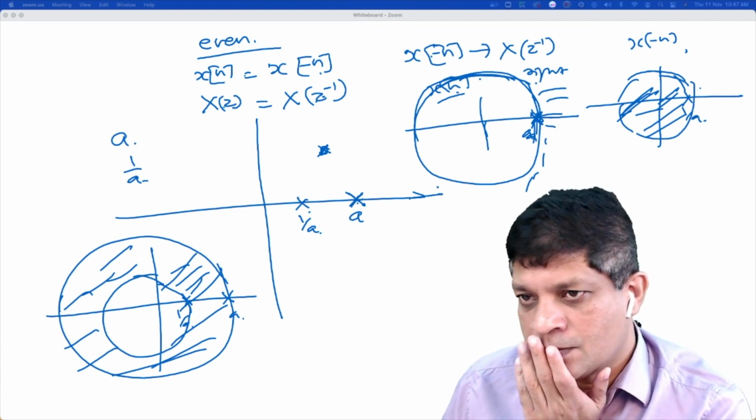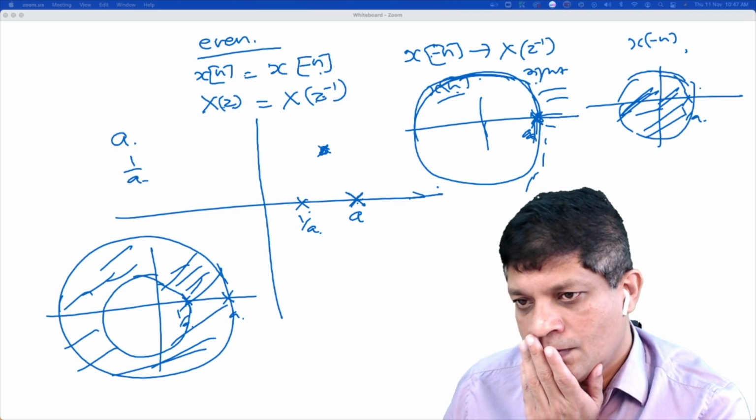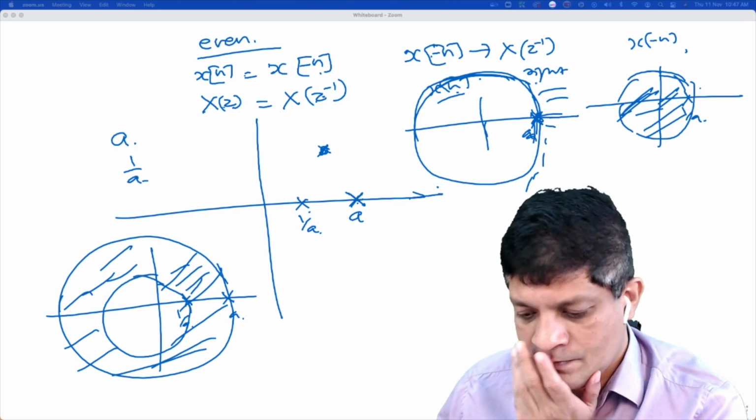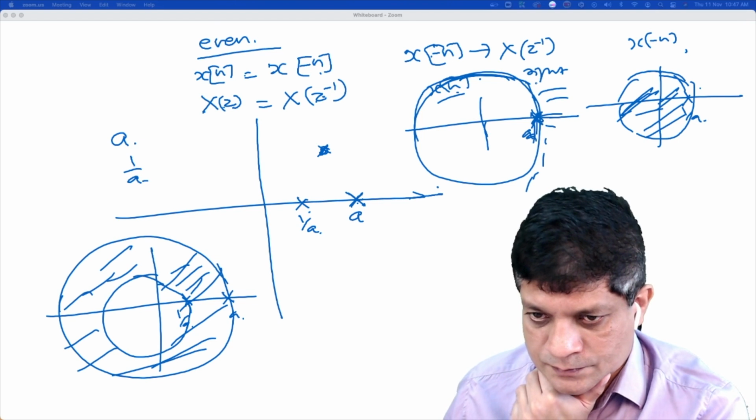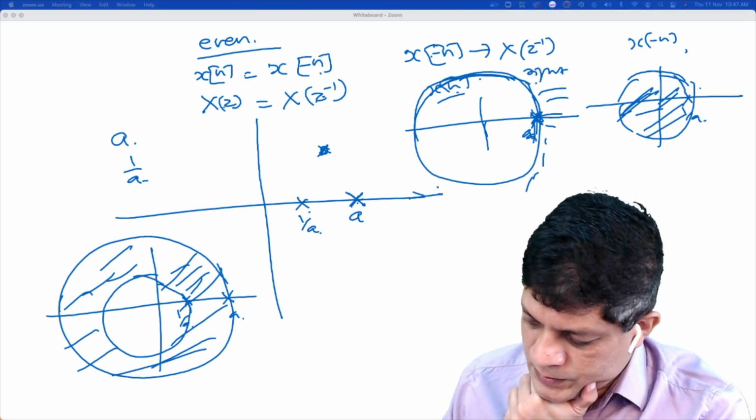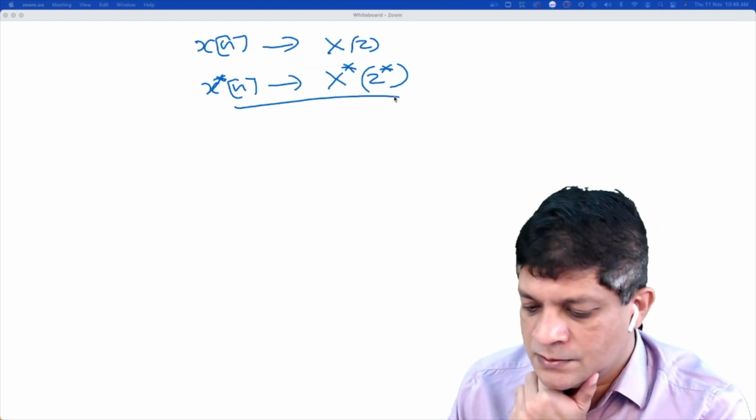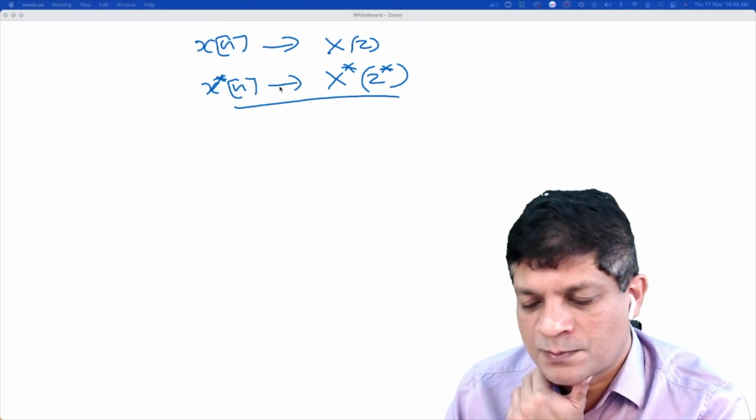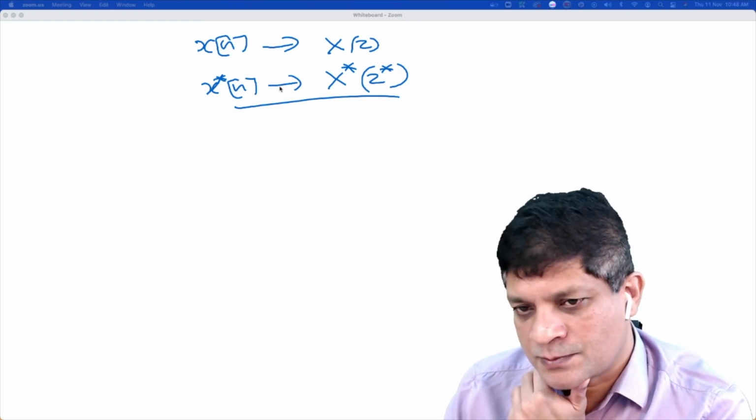Does it answer your question? Yes, sir. Understood. Okay, so this is the conjugation property, and this proof is also straightforward. Please refer to the textbook, and this is given in the formula sheet also.